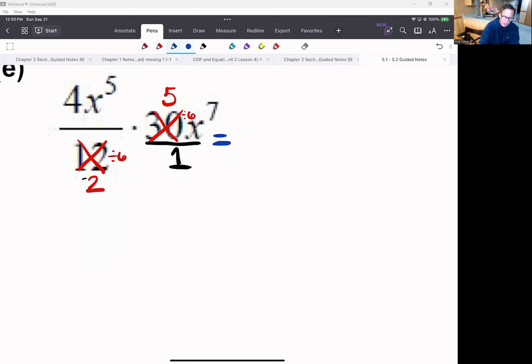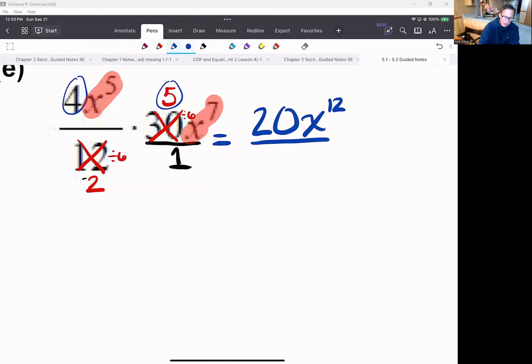Okay, and now we can just multiply left to right. So 4 times 5 is 20. And then the x's, right? We've got x to the 5th, and we've got x to the 7th. That makes x to the 12th. And in the denominator, we have a 2 and we have a 1. So 2 times 1 makes 2.